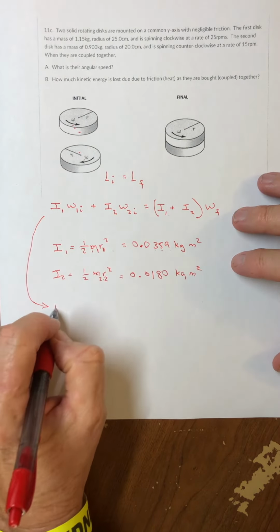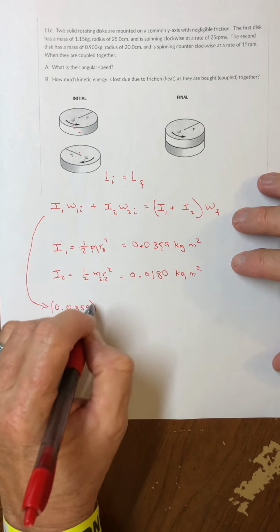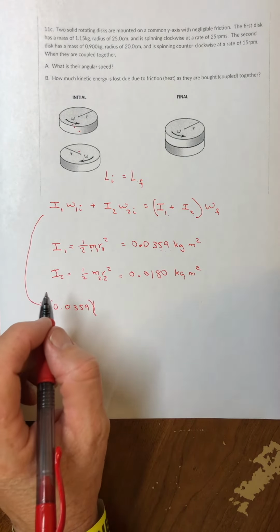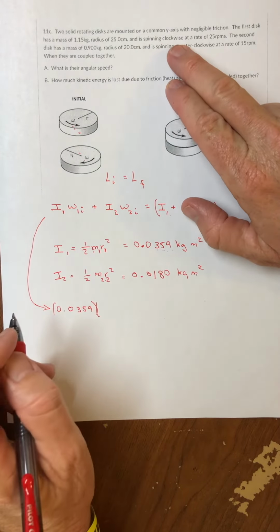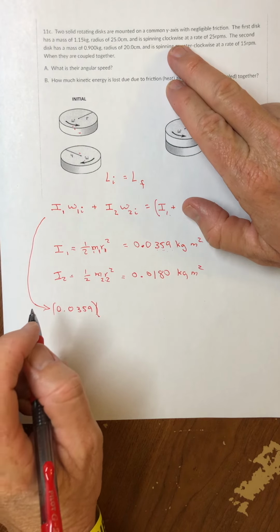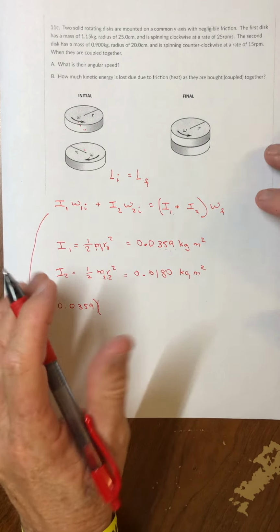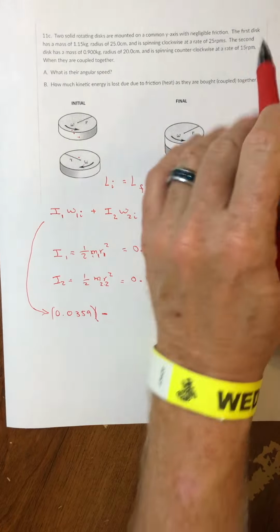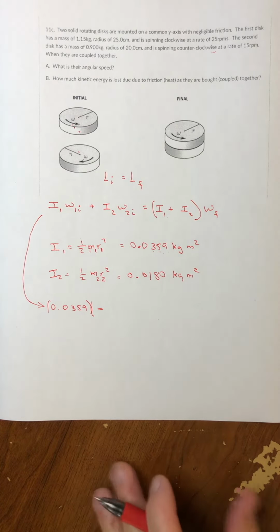All right, so I will take the 0.0359 for the inertia of the first one, and its speed would be, and I guess I have a decision to make. It says it is spinning clockwise at 25 RPMs. So two things here. The tradition is that clockwise is negative, and I'll stick to that because the other one is spinning counterclockwise. So one has to be positive, one has to be negative. It doesn't matter which one you choose, but probably easier to stick to tradition.